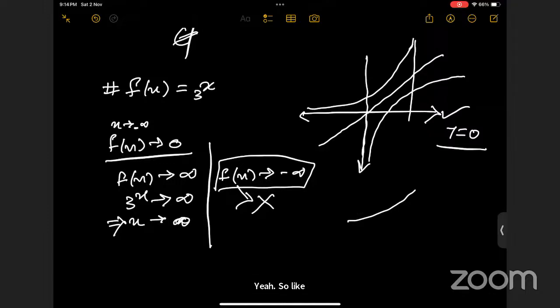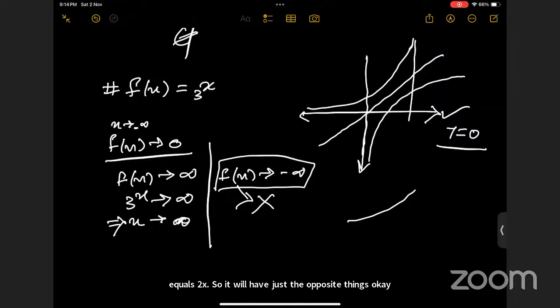If you have a vertical asymptote for the function, then you will have a horizontal asymptote for the inverse function, and vice versa. It is the property of two functions that are inverses of each other: they are symmetric with respect to the graph y equals x. So it will have just the opposite things. Okay, ma'am.